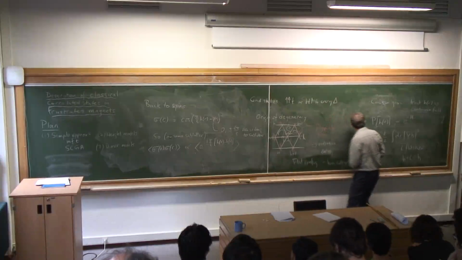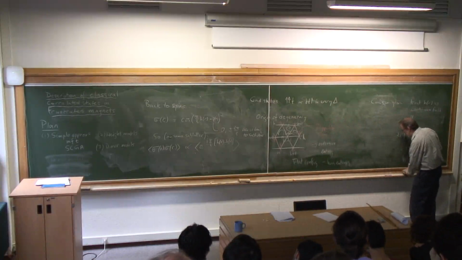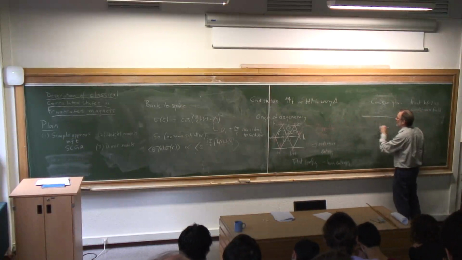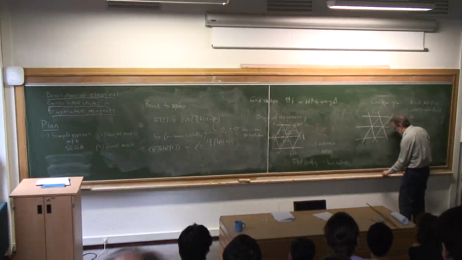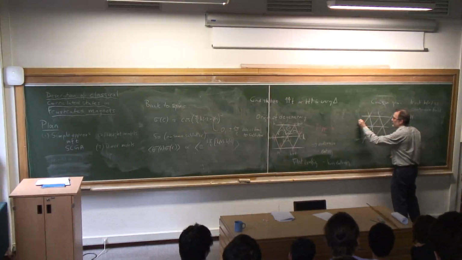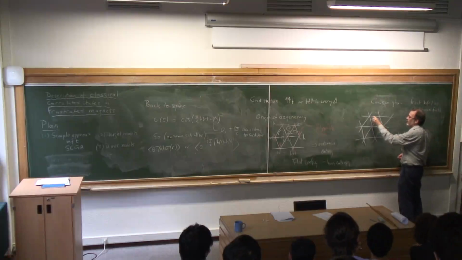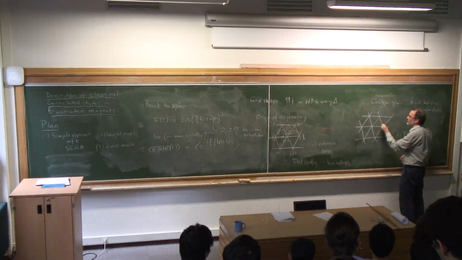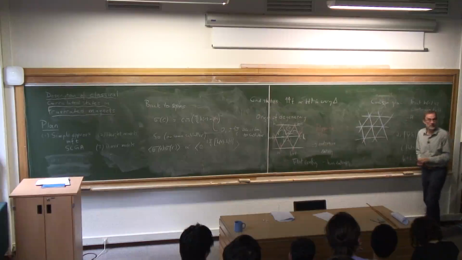Well, on the triangular lattice, I can introduce 3 sublattices, which I'll call A, B, and C, in such a way that the neighbours of sites on one sublattice belong to the other sublattices.